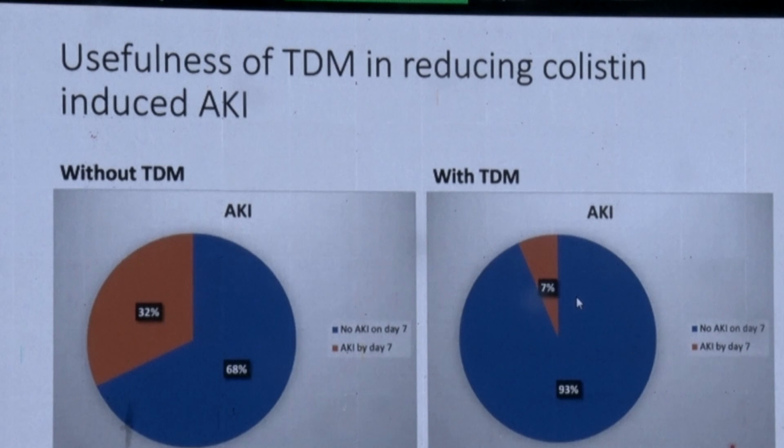So we have done some studies. We were doing colistin exposure monitoring before TDM was actually implemented, and after we started implementing TDM, we did a study on AKI. You see, before TDM was implemented, acute kidney injury while the patient is on colistin, by day 7, 32% of patients developed AKI. With the introduction of TDM and dose adjustment, it reduced to 7%.